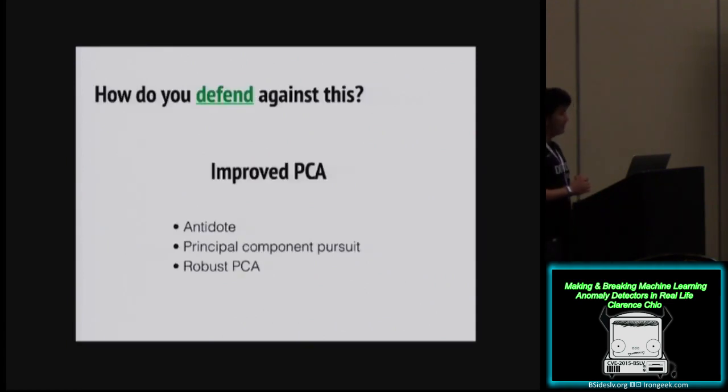How do you defend against this? Obviously, there have been lots of papers written about how you improve principal component analysis, how you improve models to circumvent poisoning. There's this thing called Antidote, and principal component pursuit and robust PCA, and these are actually in use now. Netflix wrote a blog post in February about how they're using robust PCA in their RAD anomaly detection system. I think now it's called Trainwreck.